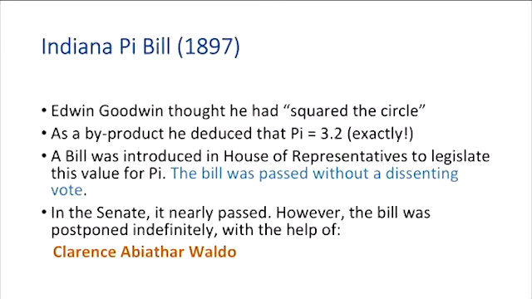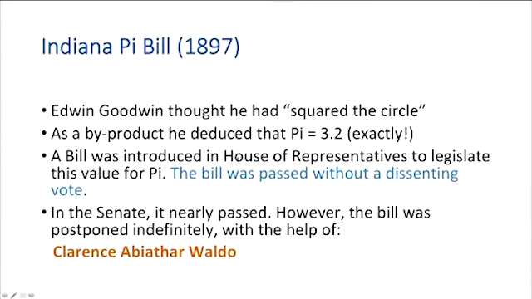Or maybe I should quickly talk about this one, the Indiana Pi Bill. There was a mathematician, or like an amateur mathematician, who thought he had squared the circle, which is basically trying to create a square that has the same area as a circle using only a ruler and a compass. We know that we can't do that now, but as a byproduct it used that pi was 3.2 exactly.